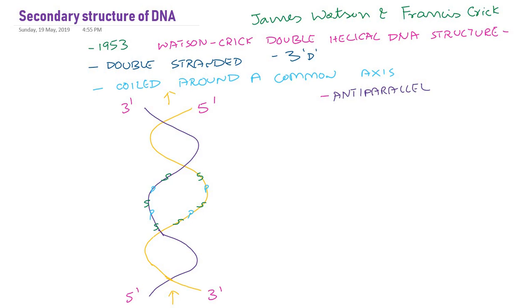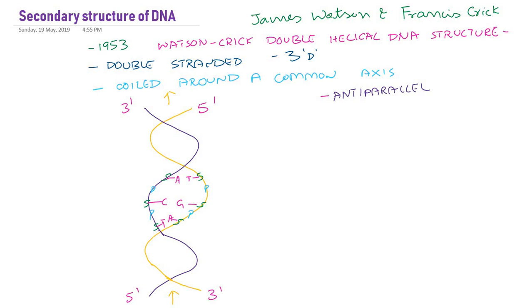We know that bases are always attached to sugar. So imagine this is the base adenine, this may be cytosine, and this may be thymine. Here there will be T, here there will be G, here there will be A. I will explain now why it is like this. First we will see the secondary structure. So this is a double-stranded anti-parallel helical structure because it is coiled around a common axis.